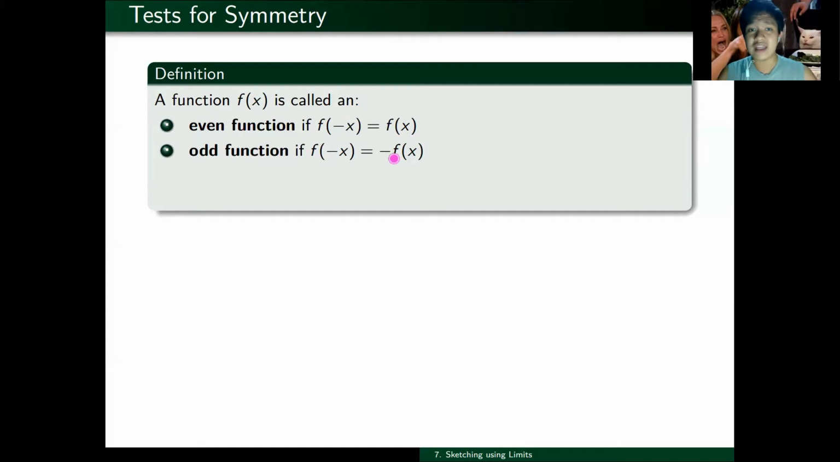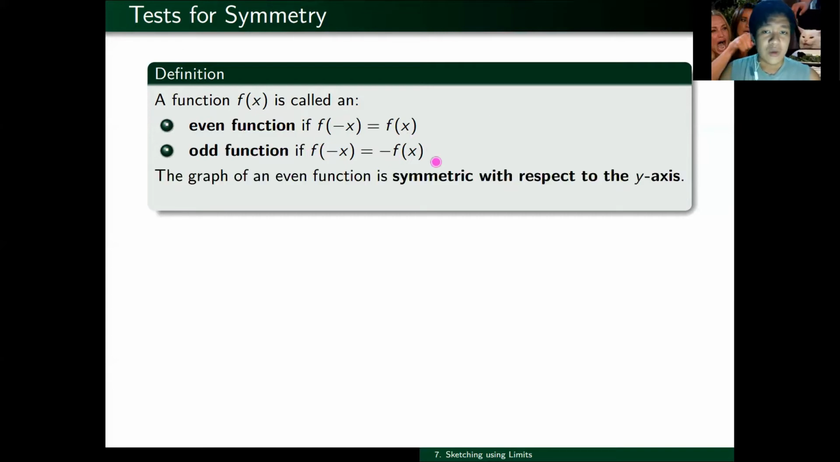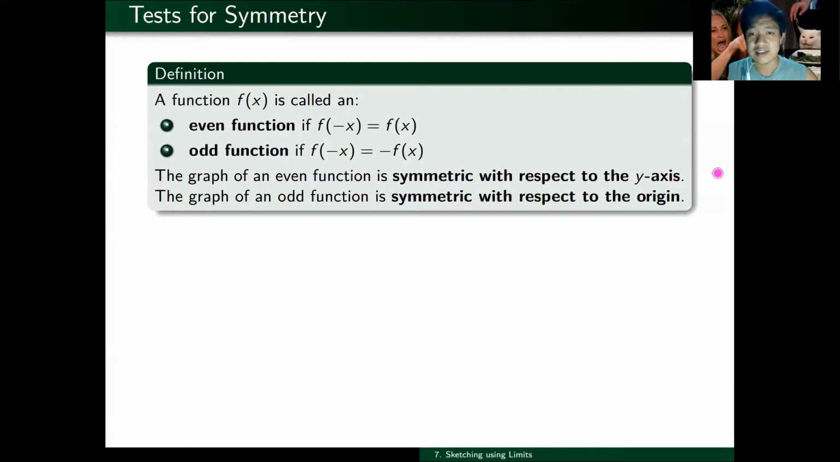So bakit siya importante in graphing? Well, it happens that when a function is an even function, siya po ay symmetric sa y-axis, and an odd function is symmetric with respect to your origin. So ano yung sabihin niyan? Well, an even function looks something like this, no? Siya ay symmetric sa y-axis, ibig sabihin po, pag ni-reflect mo siya with respect to the y-axis, you will still get the same graph, no?